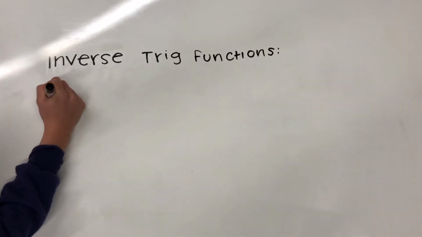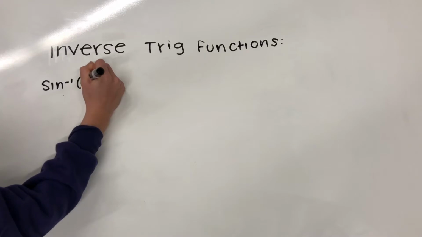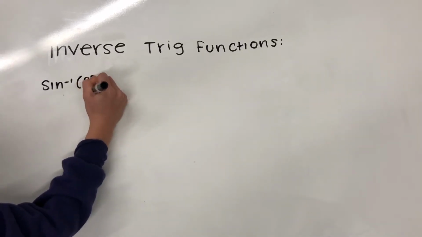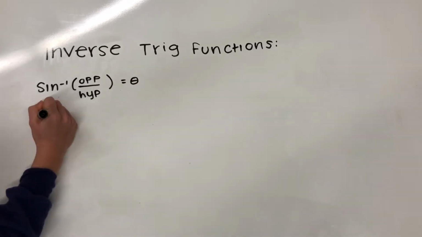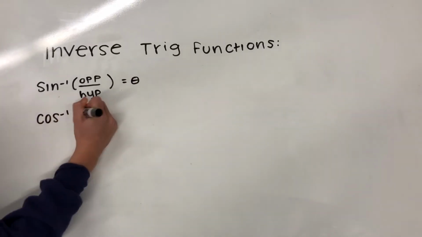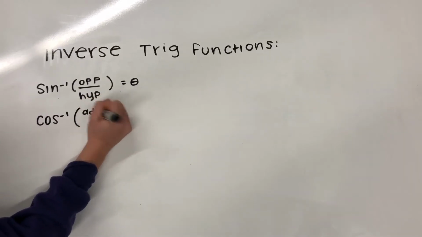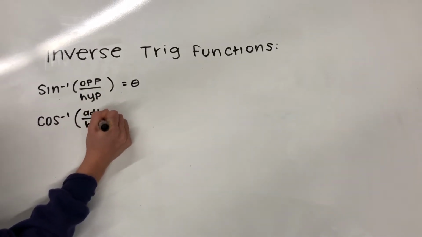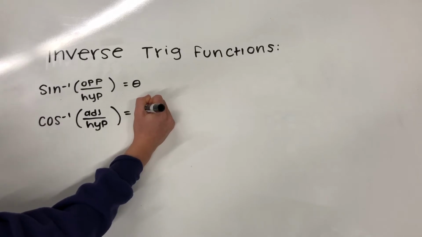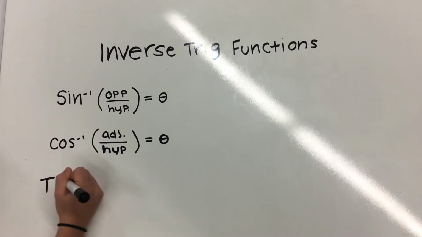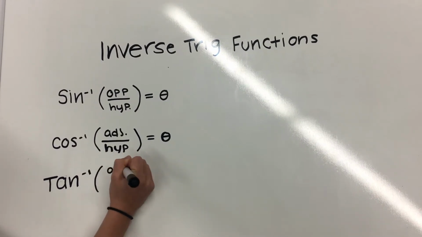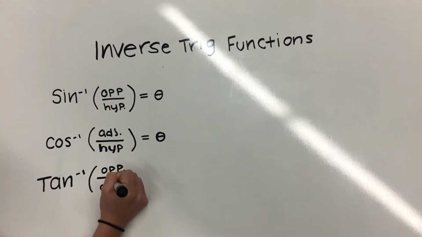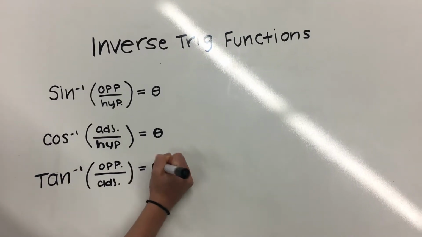Today we're going to be learning about inverse trigonometry. Inverse trigonometry is used when you're given two side lengths and you want to find an angle. You still use the sine, cosine, and tangent ratios when using inverse trigonometry to find an angle. For example, inverse sine of opposite over hypotenuse equals theta, as well as inverse cosine of adjacent over hypotenuse equals theta, and inverse tangent of opposite over adjacent also equals theta. This is going to help us when we run into our next problem about the Titanic.